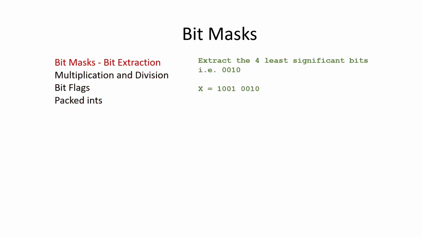All right, so first up, I need to introduce the idea of bit masks. Bit masks are used to extract certain bits from a pattern. So, let me just do an example here. If I want to extract the 4 least significant bits from this number, if I've got x1001, 0010, I'm going to get just these 4 least significant bits, 0010.